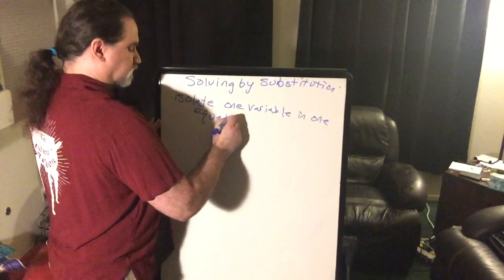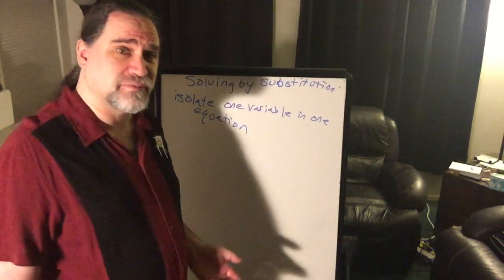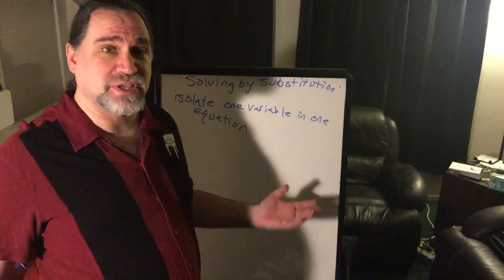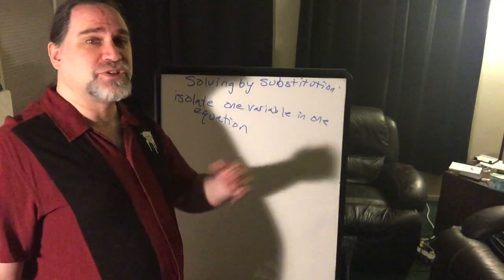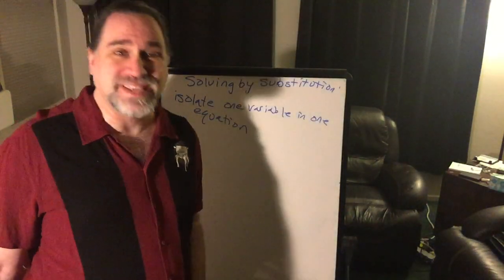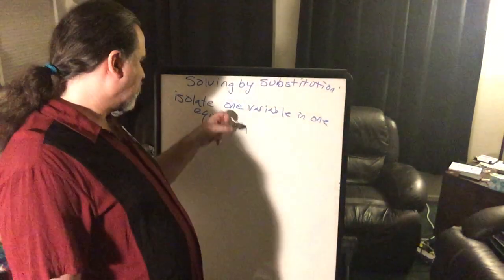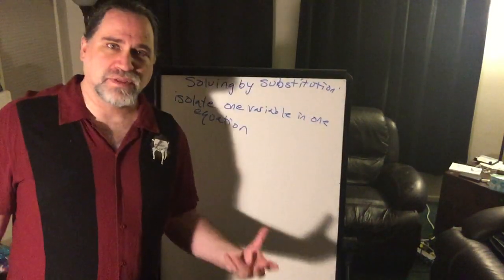Now that may already be done for you because they may give you an equation in slope-intercept form, or they may just, for whatever reason, give you an equation with one of the variables already solved for you. And that's usually the first couple of problems you'll see on almost any homework assignment. They're going to start with the easier ones, the ones where that's already been done for you. Then they'll start to ask you to do more.